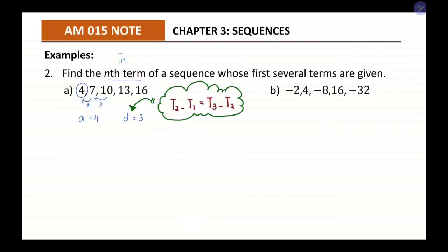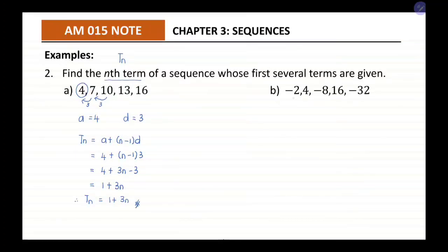Okay, since this one is arithmetic, we use the formula for arithmetic: a plus n minus 1 d. Then we substitute the value for a, 4, and d is 3. Then we expand, we get 4 plus 3n minus 3. Then we solve, we get 1 plus 3n. So we conclude the n term of this sequence is 1 plus 3n.